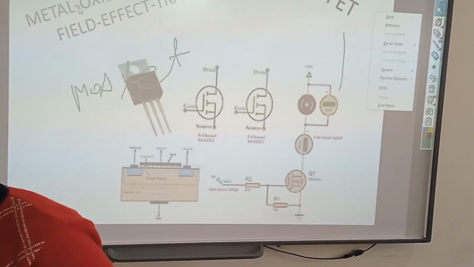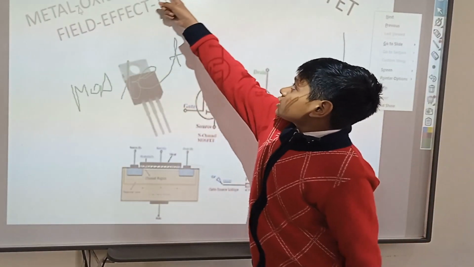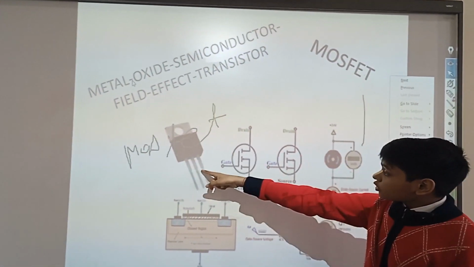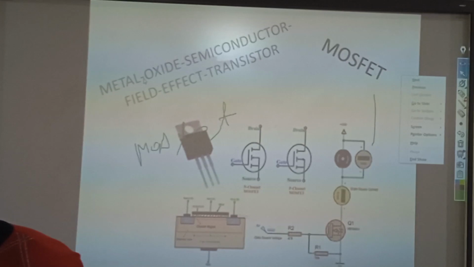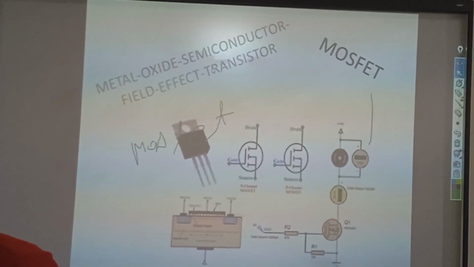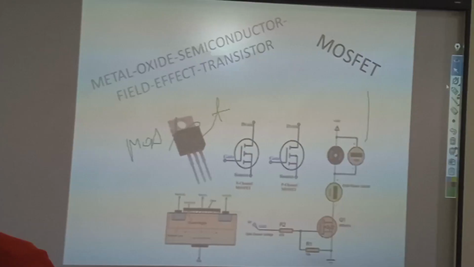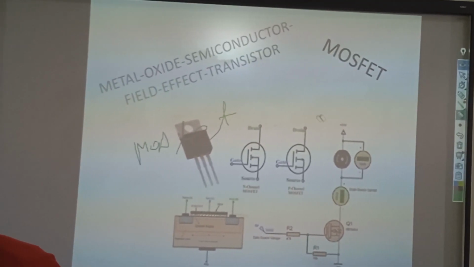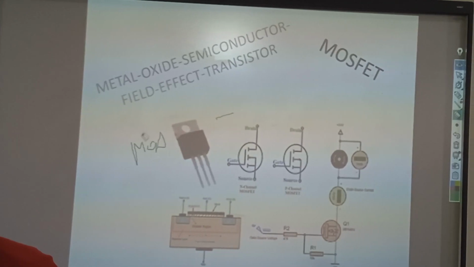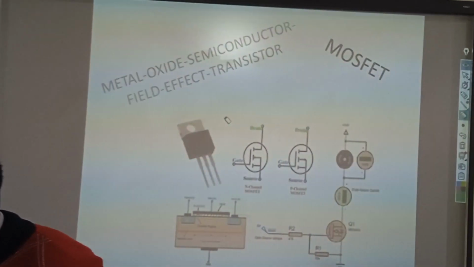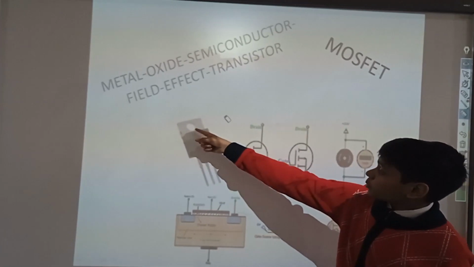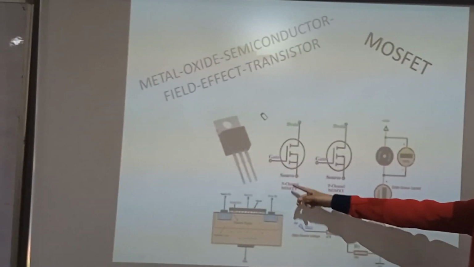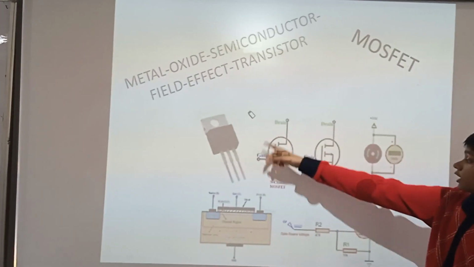MOSFET full form is metal oxide semiconductor field effect transistor. It looks like this. So you can see this thing is black, and from up there's something like a hole and 3 pins. Its symbol looks like this.